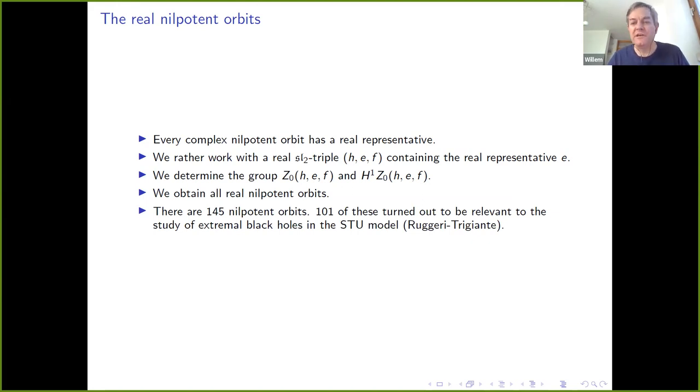So you see that in the real case, there are many, many more nilpotent orbits than in the complex case, because in the complex case there were 31. Okay. And it turned out that 101 of these orbits are relevant to the study of extremal black holes. And that's a paper of some years ago by Daniele Ruggieri and Mario Trigiante from Turin, with whom we worked together.